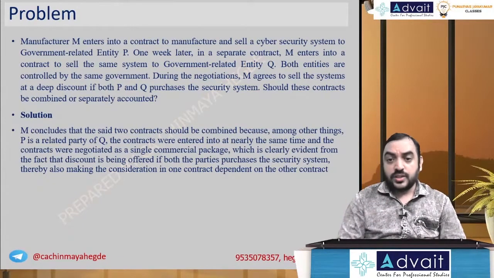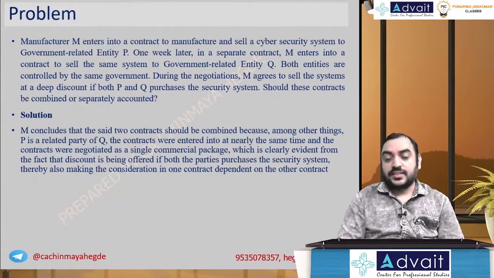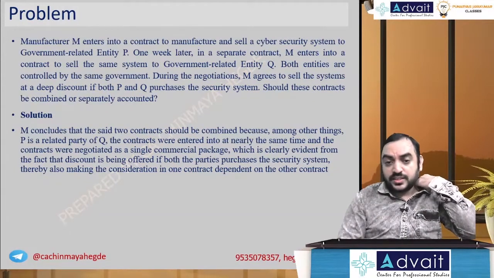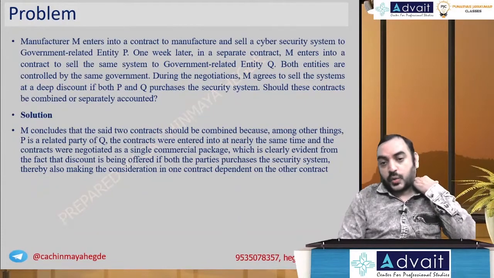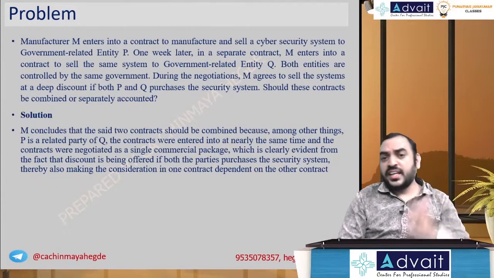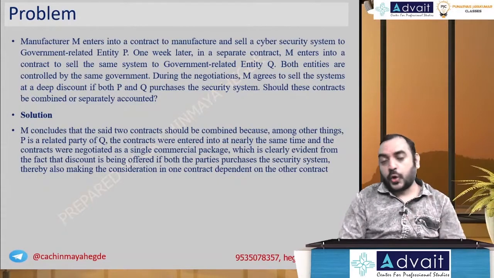During negotiation, M, the seller, agrees to sell the systems at a deep discount if both P and Q purchase the security system. Should these contracts be combined or separately accounted? There are three conditions to combine the contracts. One of the conditions is if the prices are linked between the two contracts.